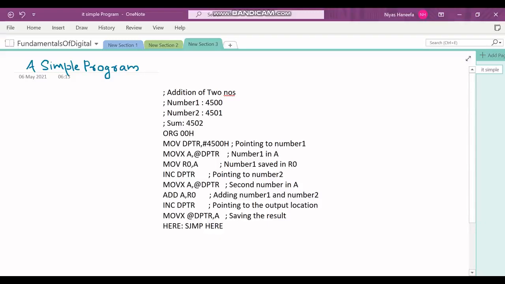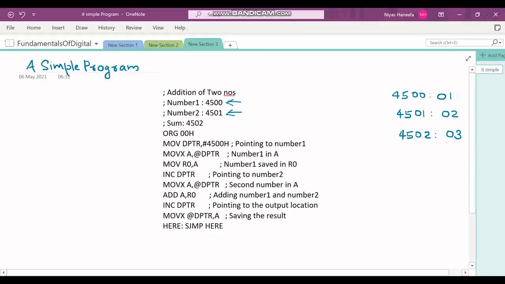The two numbers we are going to fetch from the external memory locations 4500 and 4501. In the external location 4500, we'll have a number 01. In 4501 we'll have the second number 02. We want to add these two numbers. We have to write the program in such a way that these two inputs are read from these two memory locations, and then the program will sum the two numbers and the result will be returned to location 4502.